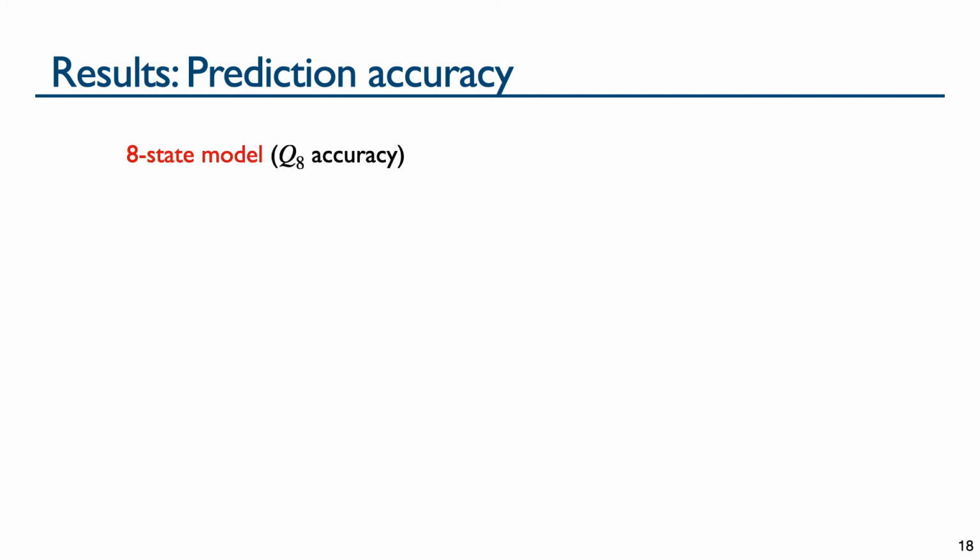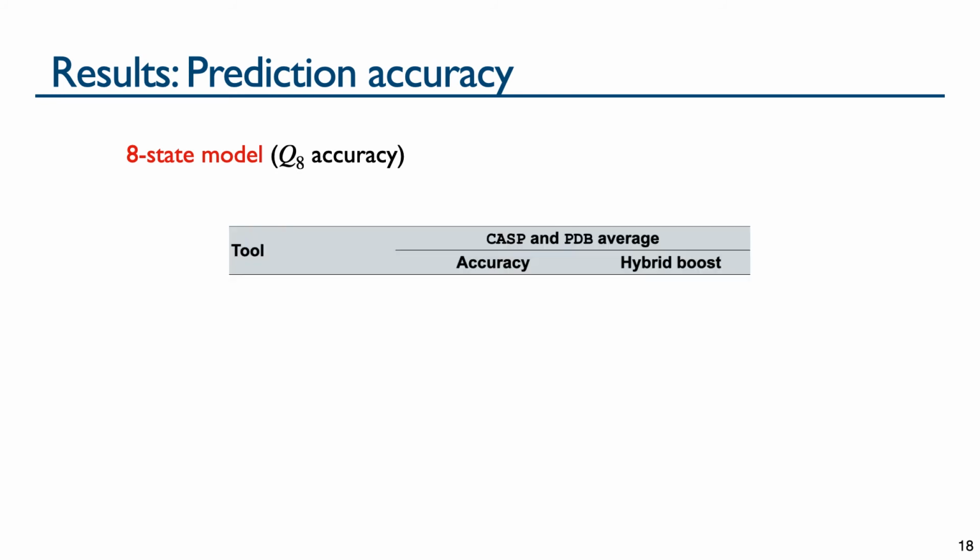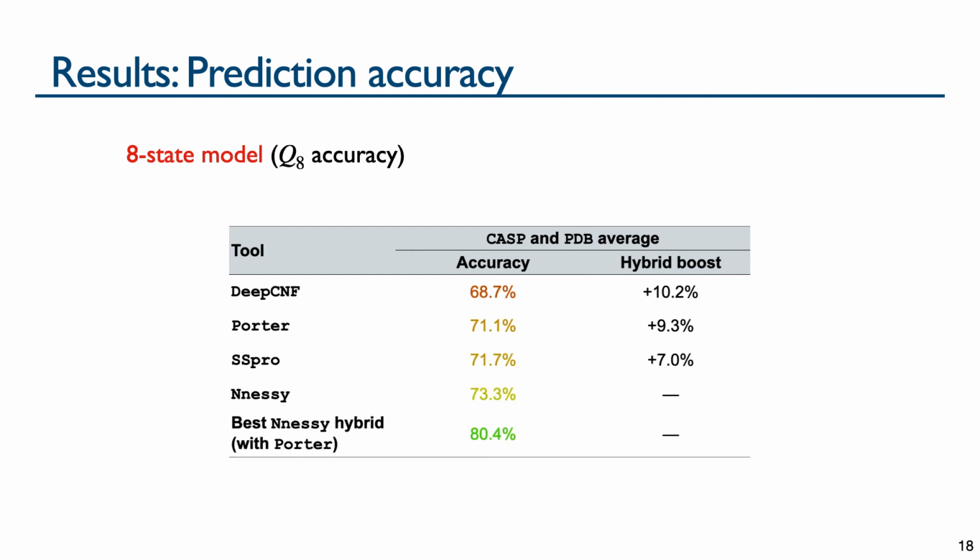Here, we show the accuracies for the 8-state model using Q8 accuracy. We give Q8 accuracies averaged over the CASP and PDB datasets for each tool and also their hybrid boost. There are only 4 tools that do 8-state prediction. We show them in order of increasing average accuracy. Nnessy has the highest average 8-state accuracy at 73.3%. Hybridizing each tool with Nnessy yields a significant boost in accuracy, where the best Nnessy hybrid is with Porter, and it achieves 80.4% accuracy, which is more than 7% higher than the best single tool.